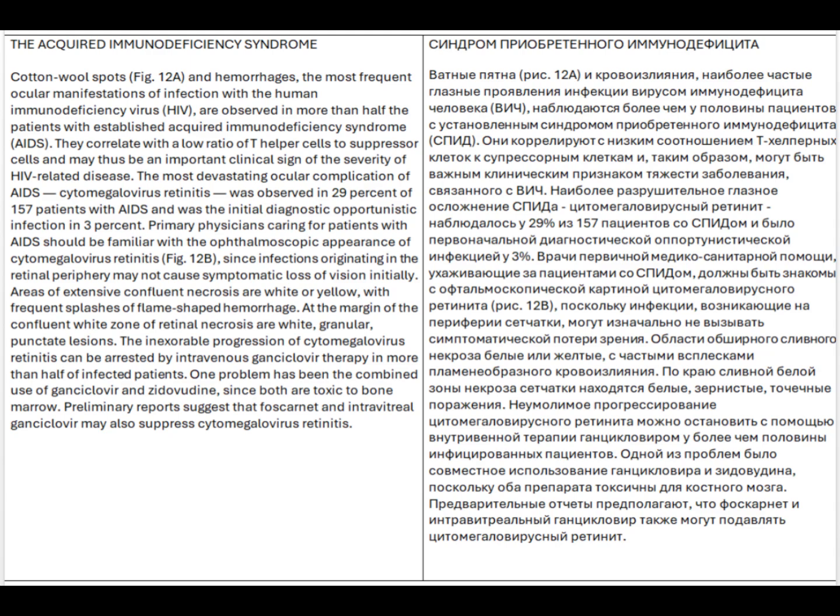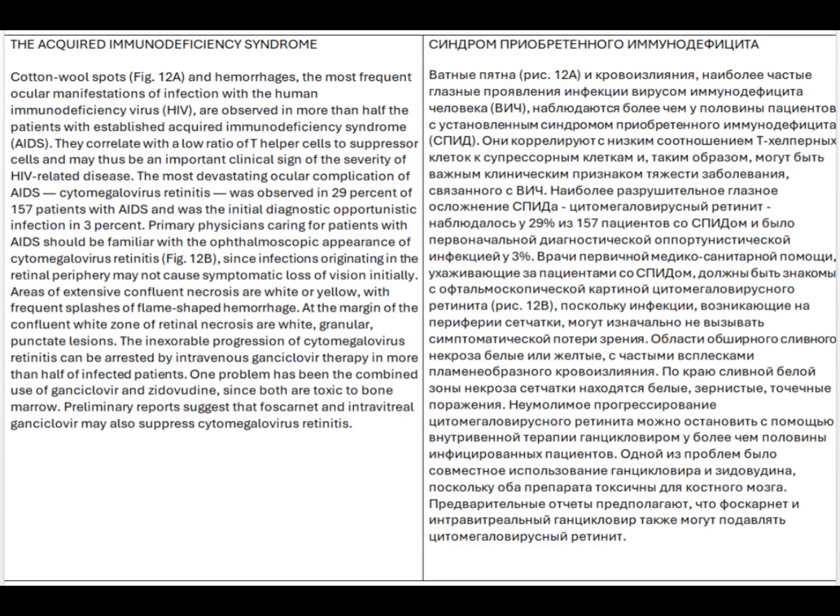Cotton wool spots, Fig. 12a, and hemorrhages, the most frequent ocular manifestations of infection with the human immunodeficiency virus, HIV, are observed in more than half the patients with established acquired immunodeficiency syndrome, AIDS. They correlate with a low ratio of T helper cells to suppressor cells and may thus be an important clinical sign of the severity of HIV-related disease.